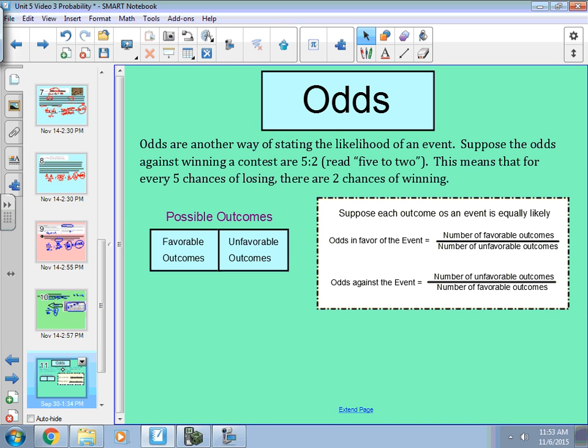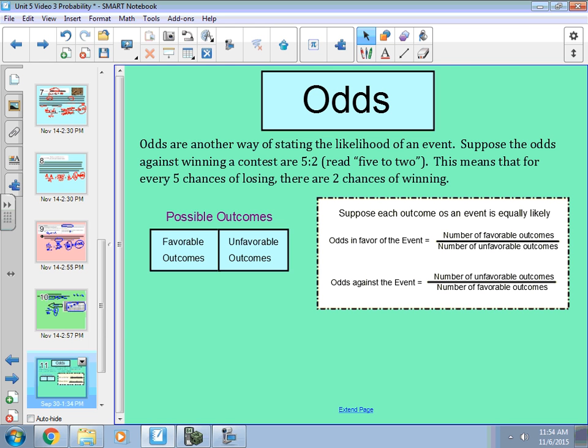All right, the last thing we're going to talk about, odds. Odds are another way of stating the likelihood of an event. Suppose the odds against winning a contest are 5 to 2. Okay, this means that for every 5 chances of losing, there are 2 chances of winning.